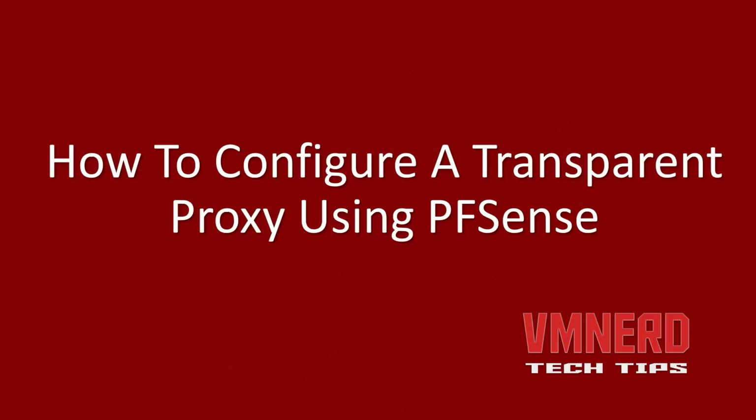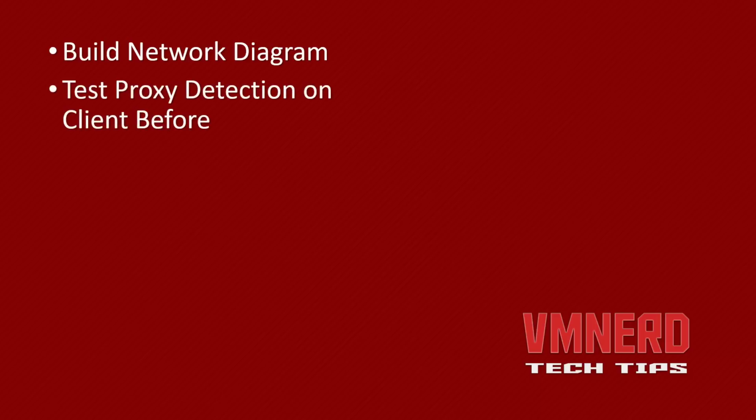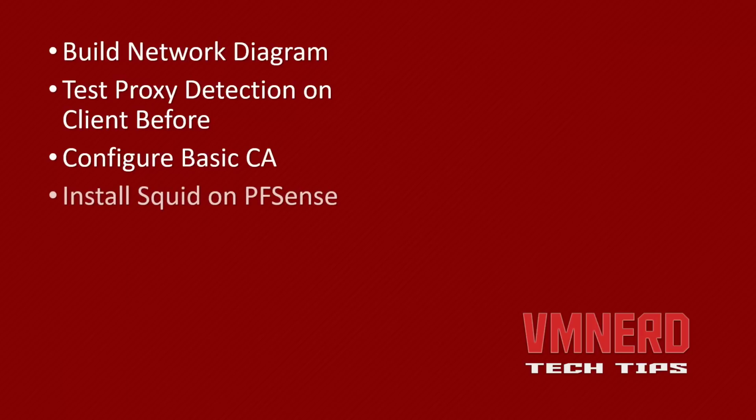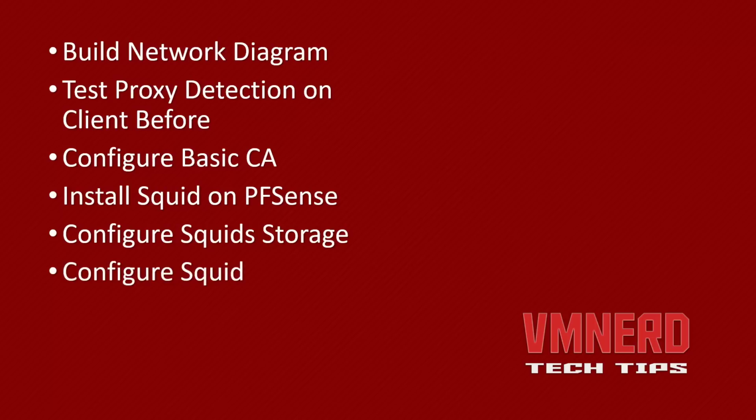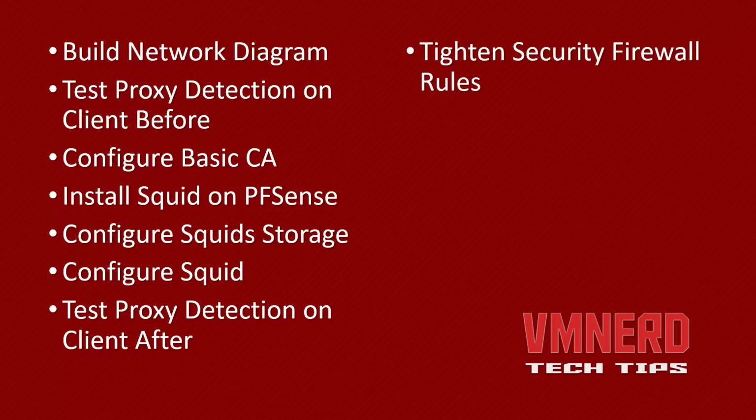We'll walk through the following: build a network layout diagram, test proxy detection on a client before proxy installation, configure a basic CA for Squid to utilize, download and install the Squid pfSense package, configure Squid's storage location, configure Squid as a transparent proxy, test proxy detection on a client after proxy installation, tighten security by enabling a firewall rule that allows only LAN-to-LAN traffic, and disable everything else.